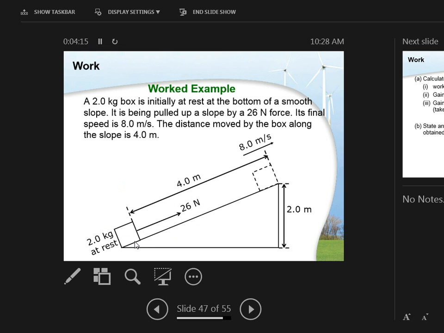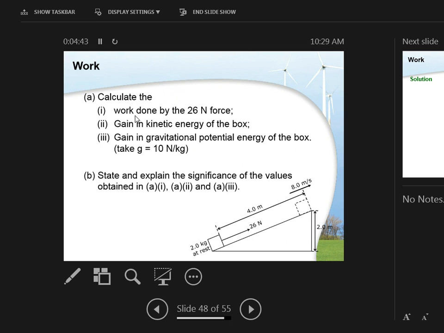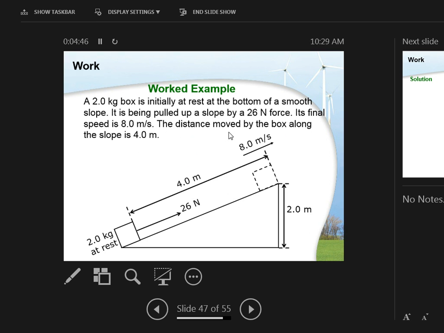There is a slope, and I have the box initially at rest at the bottom with mass of 2 kilograms. It is being pulled up the slope by a 26 newton force. Something is pulling it up. Final speed when it reaches this point is 8 meters per second. Distance moved by the box along the slope is 4 meters. Wow, looks like quite a lot of information. Let's see what they want. Calculate the work done by the 26 newton force.